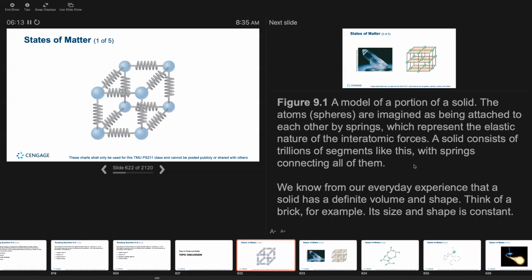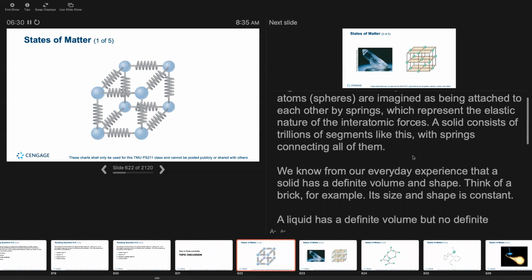So in this figure, we have a model of a portion of a solid. The atoms, which are displayed here as spheres, are imagined as being attached to each other with springs, which represent the elastic nature of the interatomic forces. A solid consists of trillions of segments like this, with springs connecting all of them.